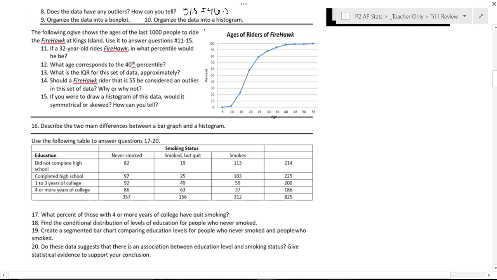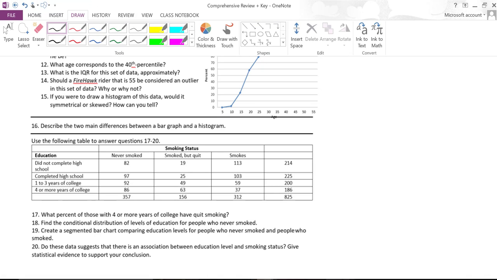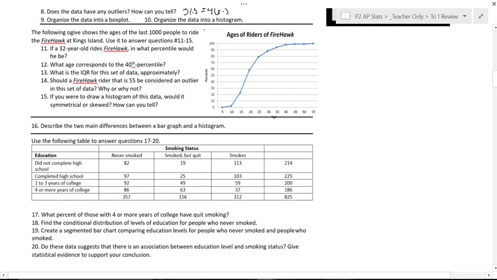We didn't talk too much about percentile graphs. The idea of a percentile graph is that the whole thing adds up to be 100. So it's going to look a little bit logarithmic in the fact that it'll never pass the idea of 100%. It's pretty much what you would think it would be. So if a 32-year-old rides the Firehawk, we can say okay, 32 is about right here. We can take that and pull it up to this graph and say that looks to be about the 90th percentile.